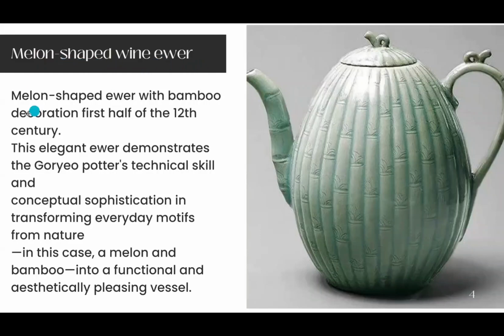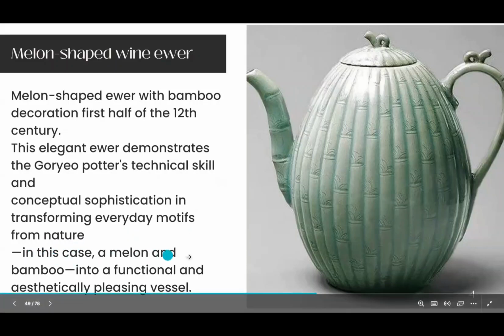Melon-shaped wine ewer. Melon-shaped ewer with bamboo decoration. First half of 12th century. This elegant ewer demonstrates the Goryeo potter's technical skill and conceptual sophistication in transforming everyday motifs from nature, in this case a melon and bamboo, into a functional and aesthetically pleasing vessel.